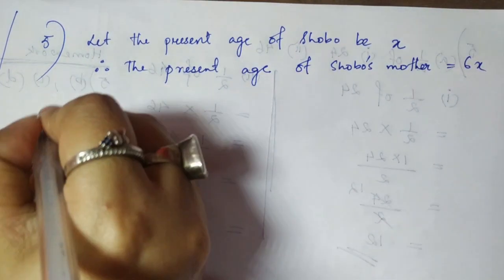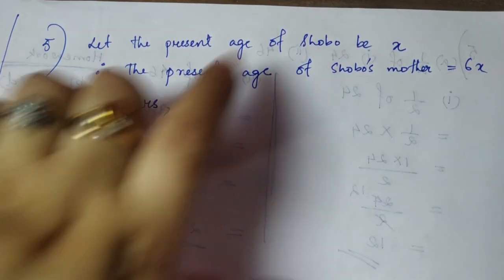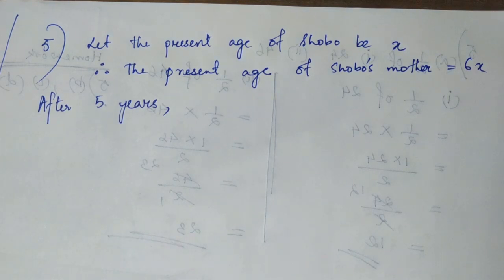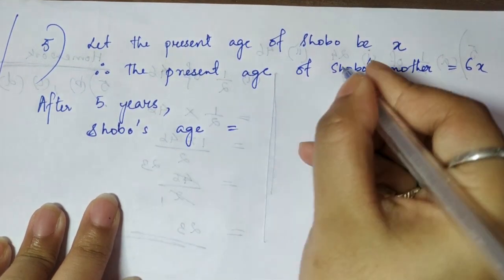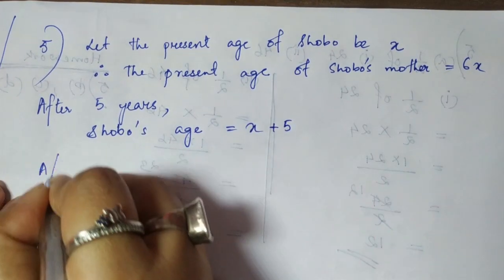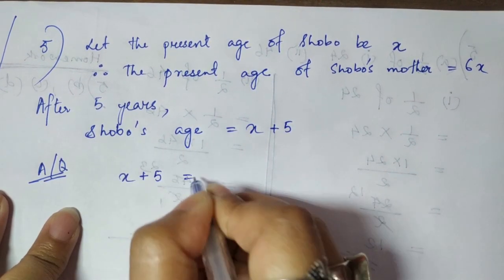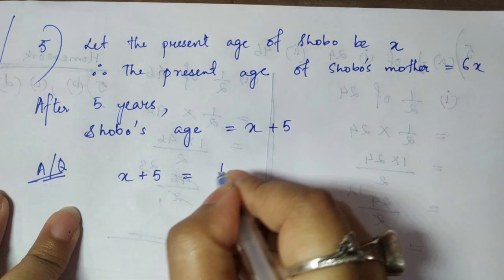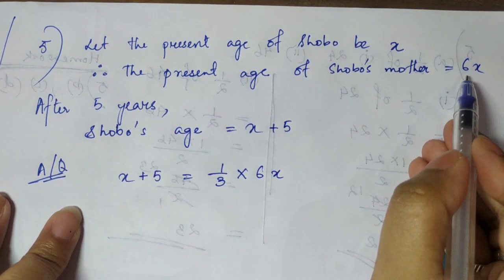Okay. Now after 5 years, I don't have to calculate both of their ages after 5 years, because it's given that after 5 years Shobo's age will be 1/3 of his mother's present age. So what will be Shobo's age after 5 years? Whatever his present age is, plus 5, right? So according to the question, my equation will be: x plus 5, that is his age 5 years from now, will be 1/3 of Shobo's mother's present age, that is 1/3 of 6x.